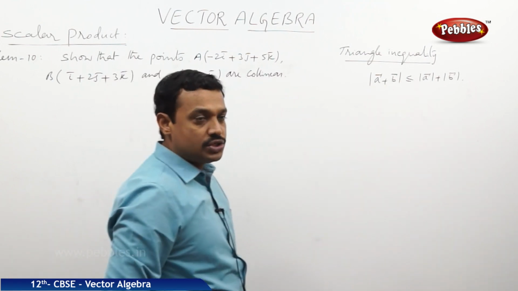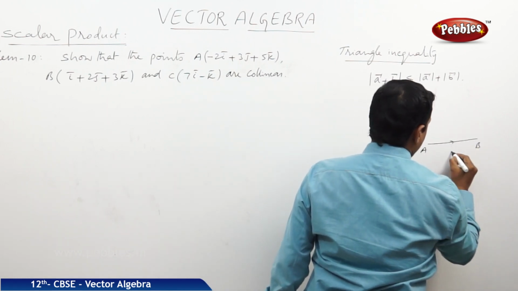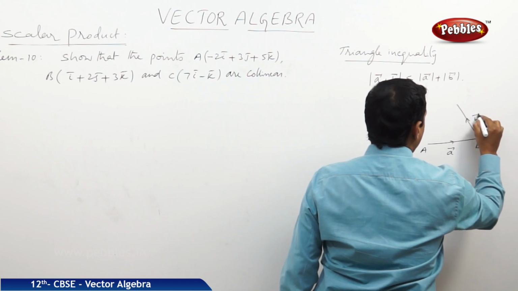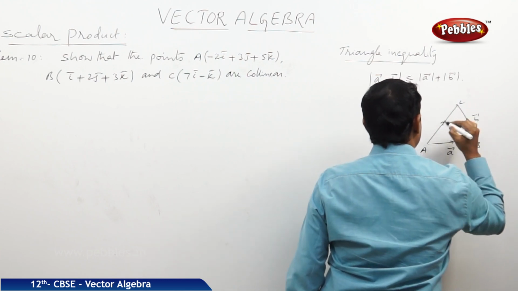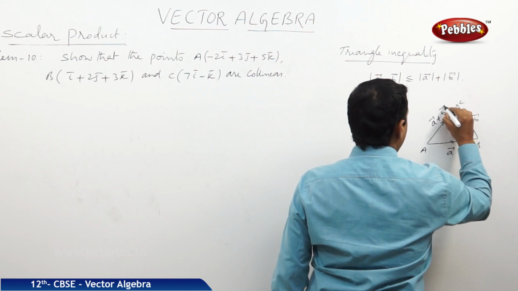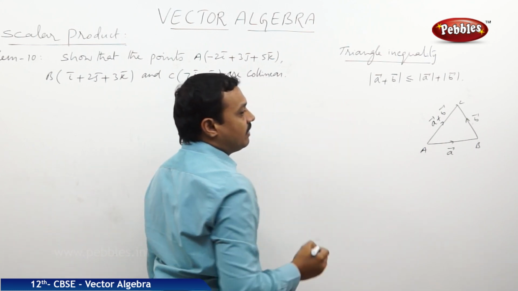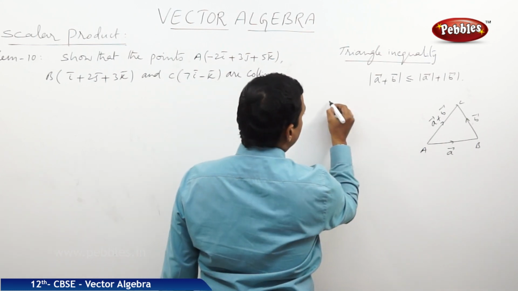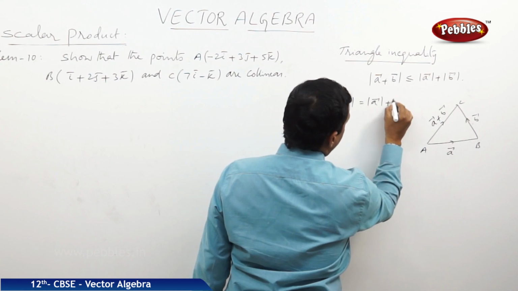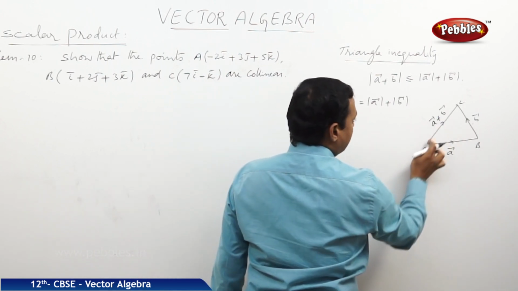When does the equality hold? Now, let us see. Here AB is one vector, A bar, and BC is another vector, B bar, and AC is the vector which is the sum of AB and BC, that is A plus B. Now, let us see when the equality holds: modulus of A plus B is equal to mod A plus mod B. The A plus B vector is the AC vector.